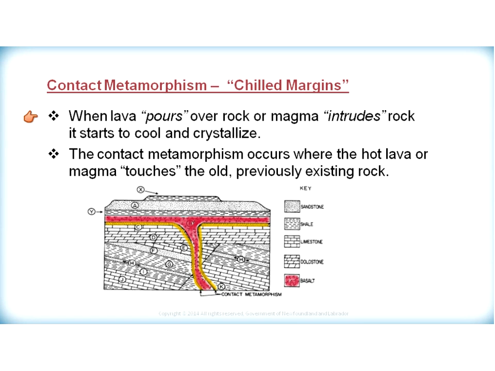Also, when we look at contact metamorphism, we also see chilled margins within the actual igneous rock unit. When lava pours over rock or magma intrudes rock, it starts to cool and crystallize. The contact metamorphism occurs where the hot lava or magma touches the old, previously existing rock. In the diagram below, the contact metamorphism is represented by the color yellow. We do not see any contact metamorphism above the basalt, which is represented by pink. Therefore, this diagram would represent a buried lava flow.